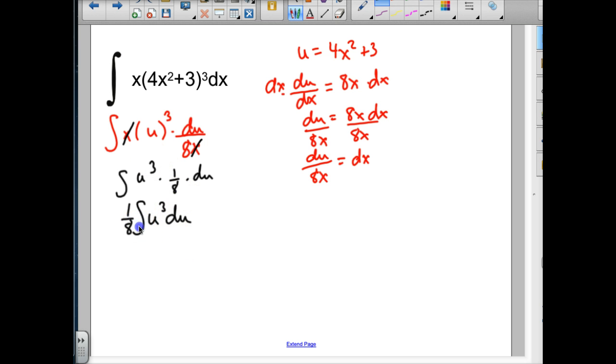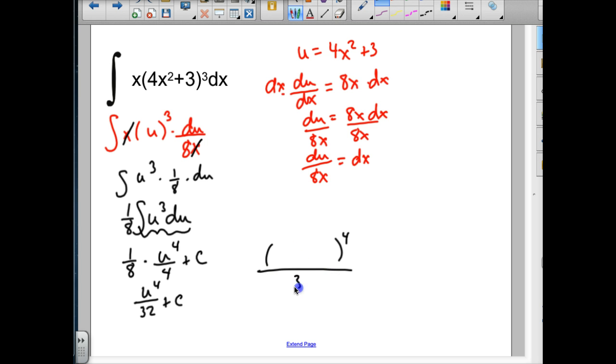Then this part looks exactly like the formula. So we can take the integral of u to the n du by adding 1 to the exponent, dividing by the new exponent, and then taking that answer times 1/8. Simplifying, we get u to the 4th over 32. And then back substituting. Our final answer is u to the 4th, and u was 4x squared plus 3, over 32 plus c.